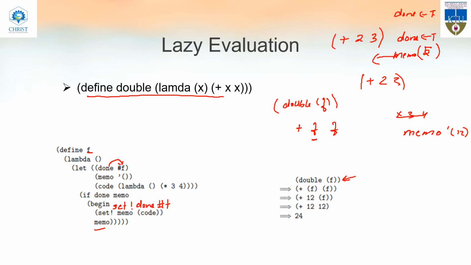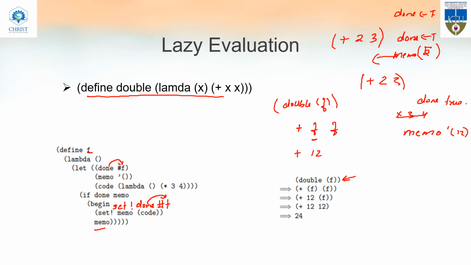Okay, so memo list will be having 12 and done is set as true. Now the value of done is true. Then it will return memo. So what is returned? A list of 12 is returned. Clear. So here we calculated star 3 4.